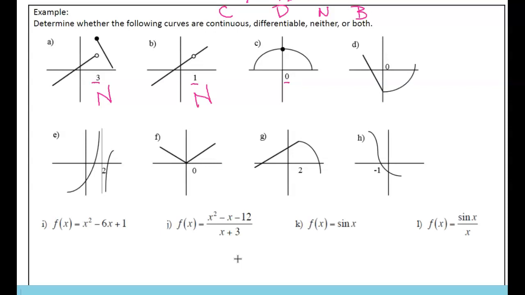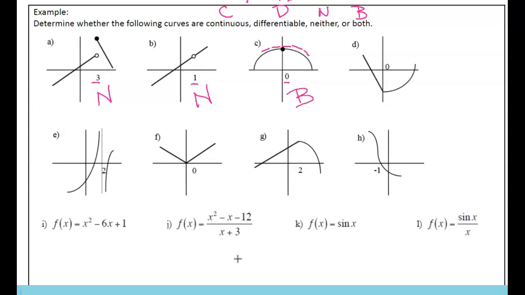All right, let's look at C. At 0, that function is defined. And then if we look at the slope values, they all smoothly continue, and it's a smooth curve. So you don't even have to do the tangent lines for the derivative. So this is going to be both.